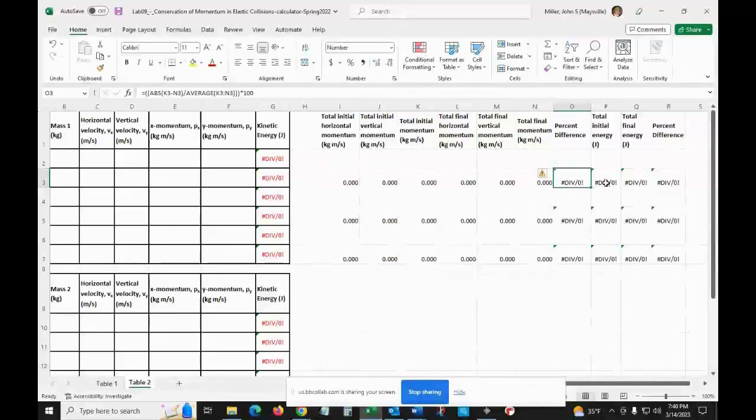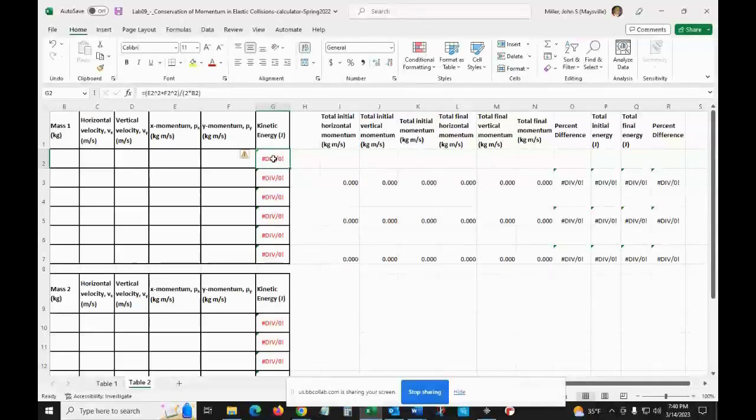Beyond that are columns for calculating the total initial kinetic energy, a simple sum of kinetic energy each object has before the collision, the total final kinetic energy, a simple sum of the kinetic energy each object has after the collision, and a percent difference value comparing those two.